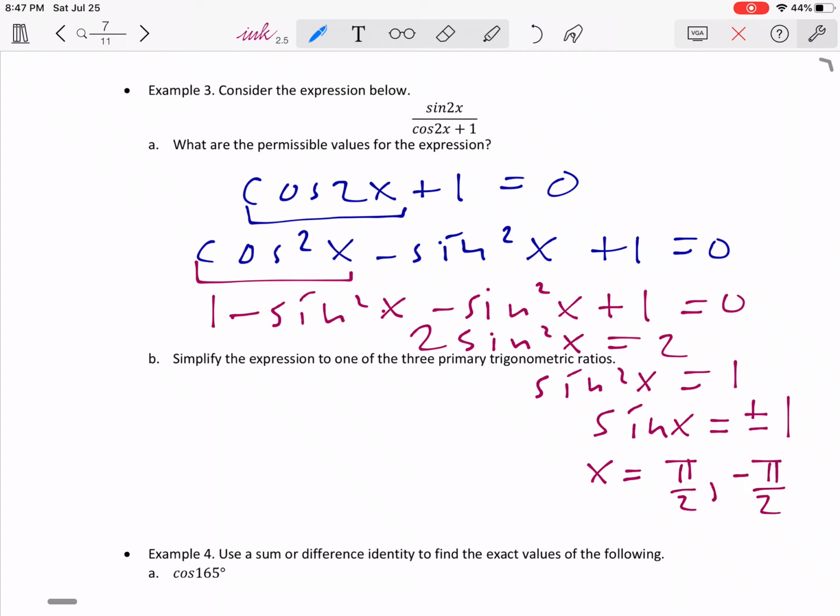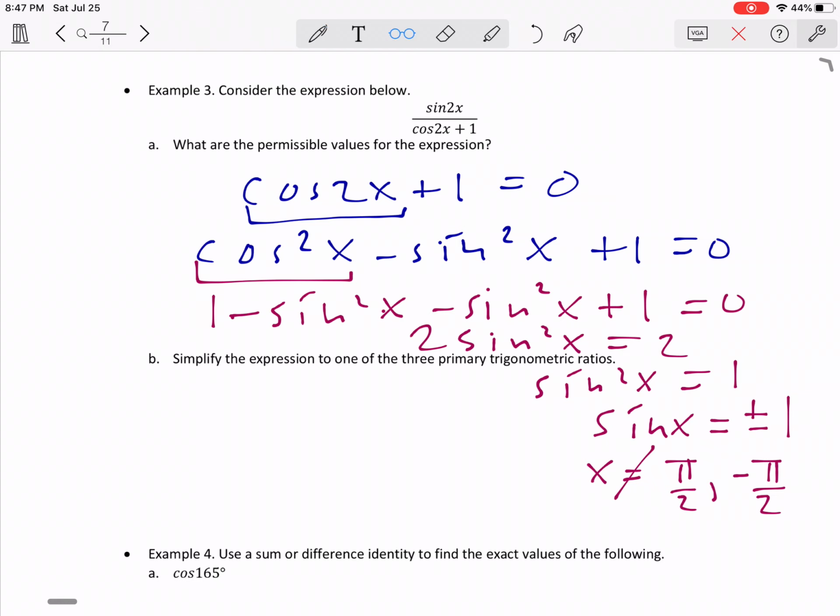Okay, if we're using radians, or if we're not using radians, that would correspond to 90 degrees and negative 90. And so these are non-permissible, so I'll write this down as x can't equal those values, because those values cause the bottom of that fraction to be equal to 0.